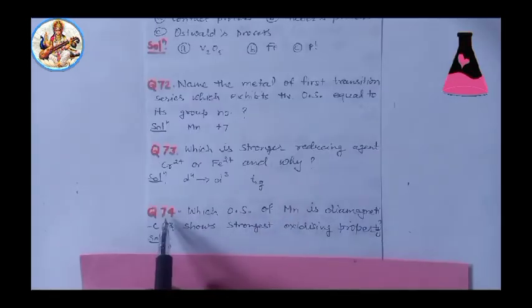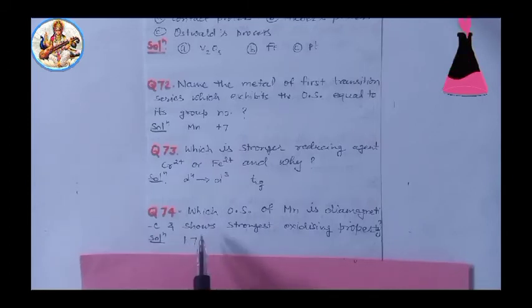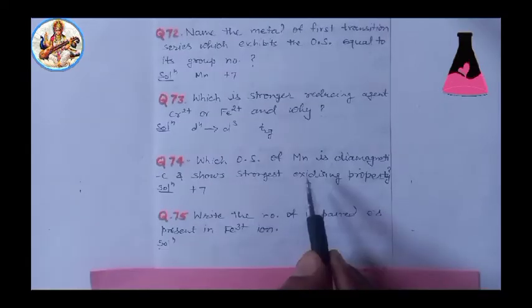Next, question 74. Which oxidation state of manganese is diamagnetic and shows the strongest oxidizing property? Important question. The answer will be +7. The +7 oxidation state of manganese is diamagnetic and shows the strongest oxidizing property.